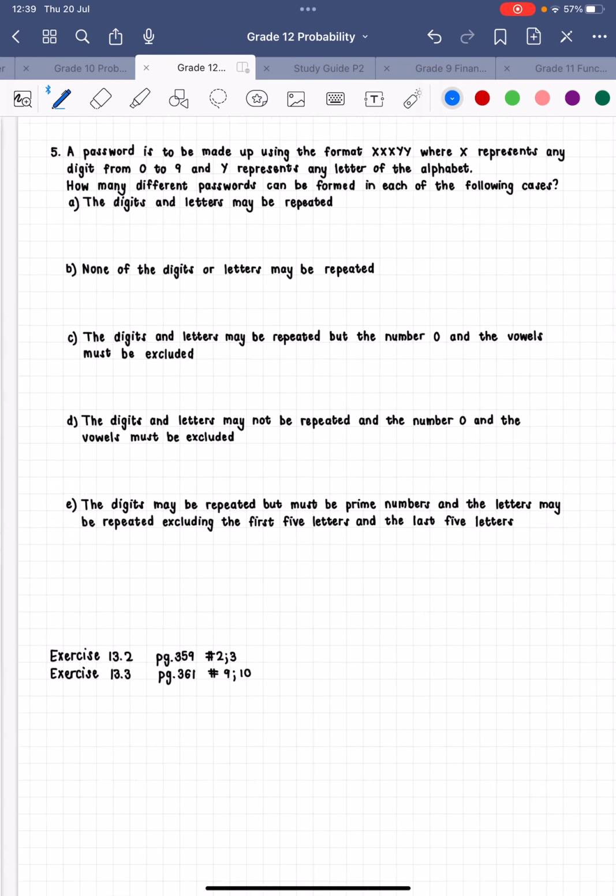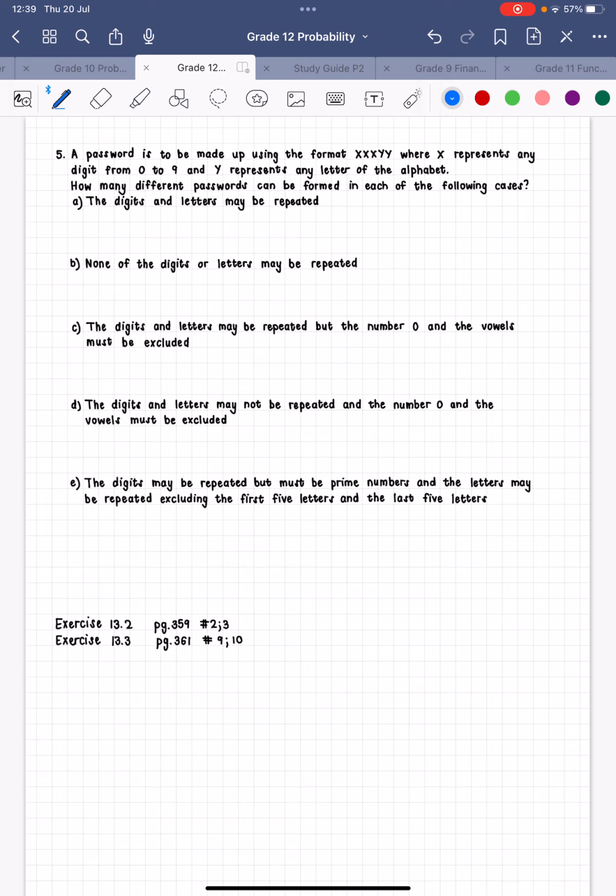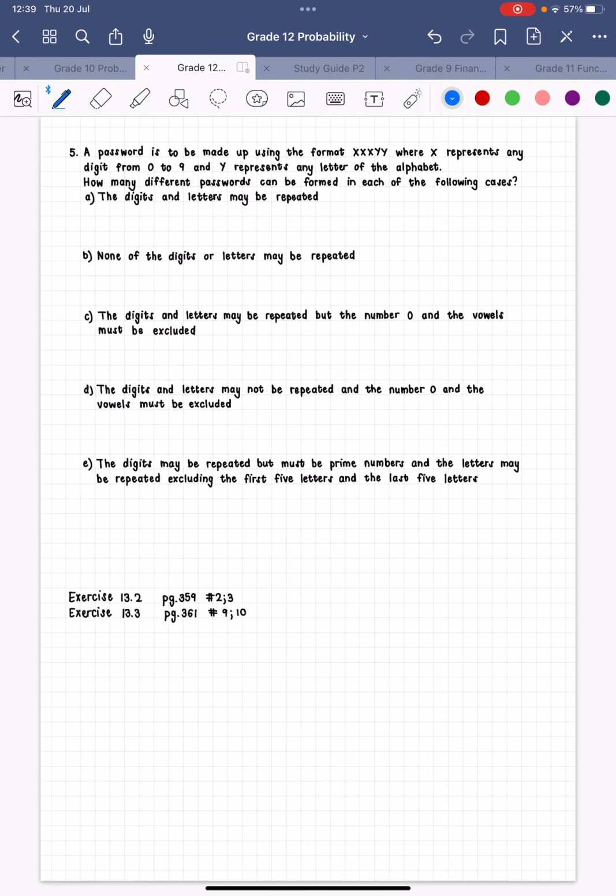Alright, number 5. Okay, number 5 is where things get complicated. Quickly read through number 5. I just want to space my page here a bit.